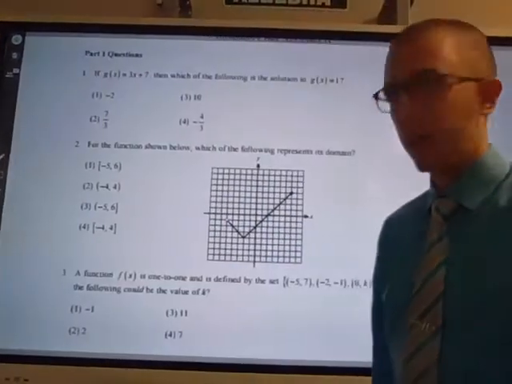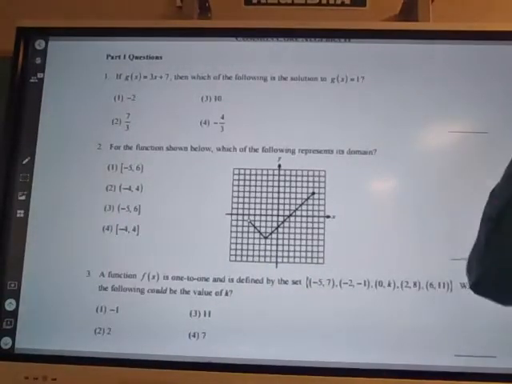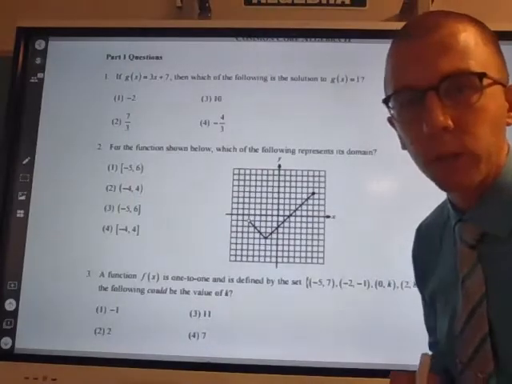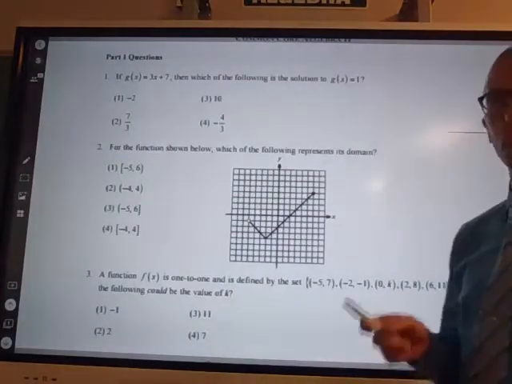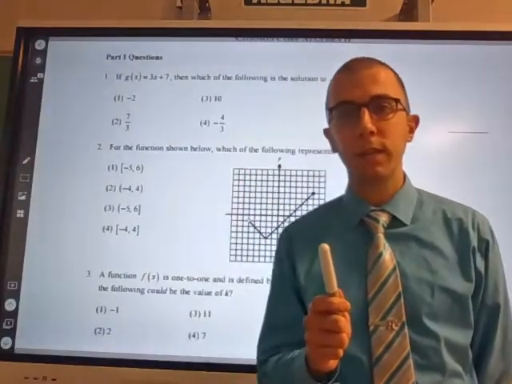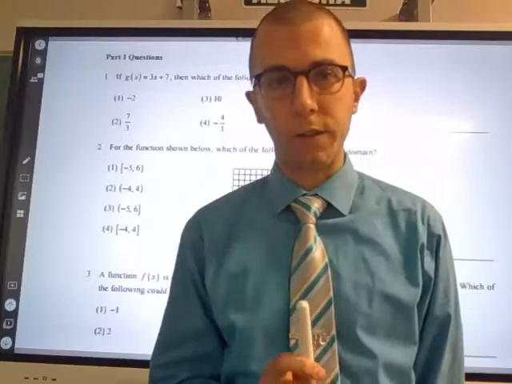All right, let's get started here. Number 1, if g of x equals 3x plus 7, then which of the following is the solution to g of x equals 1? So this was one of the most common questions that was answered wrong on the quest.